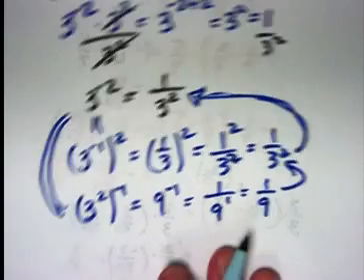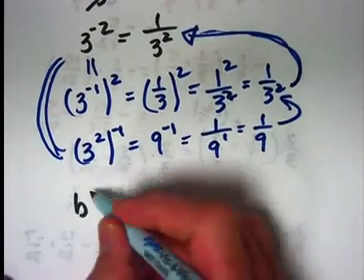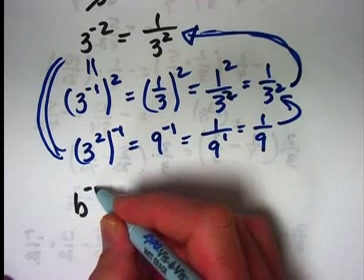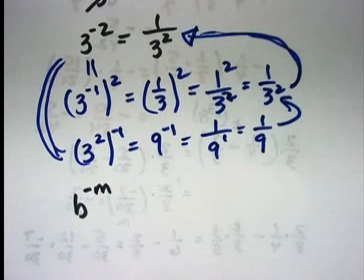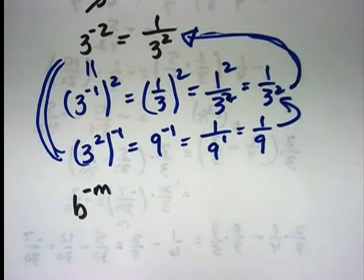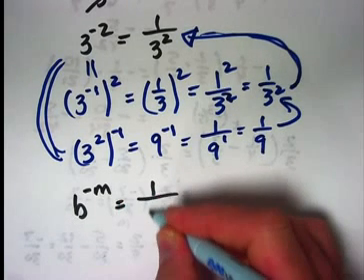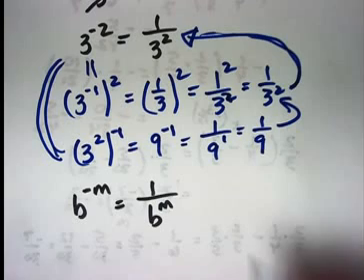In general, if b is any non-zero number and I raise it to a negative power, I'll write it as negative m here. Realize that m itself would be positive. So like if this was negative 7, the m would be 7. That is equal to 1 divided by b to that positive power.